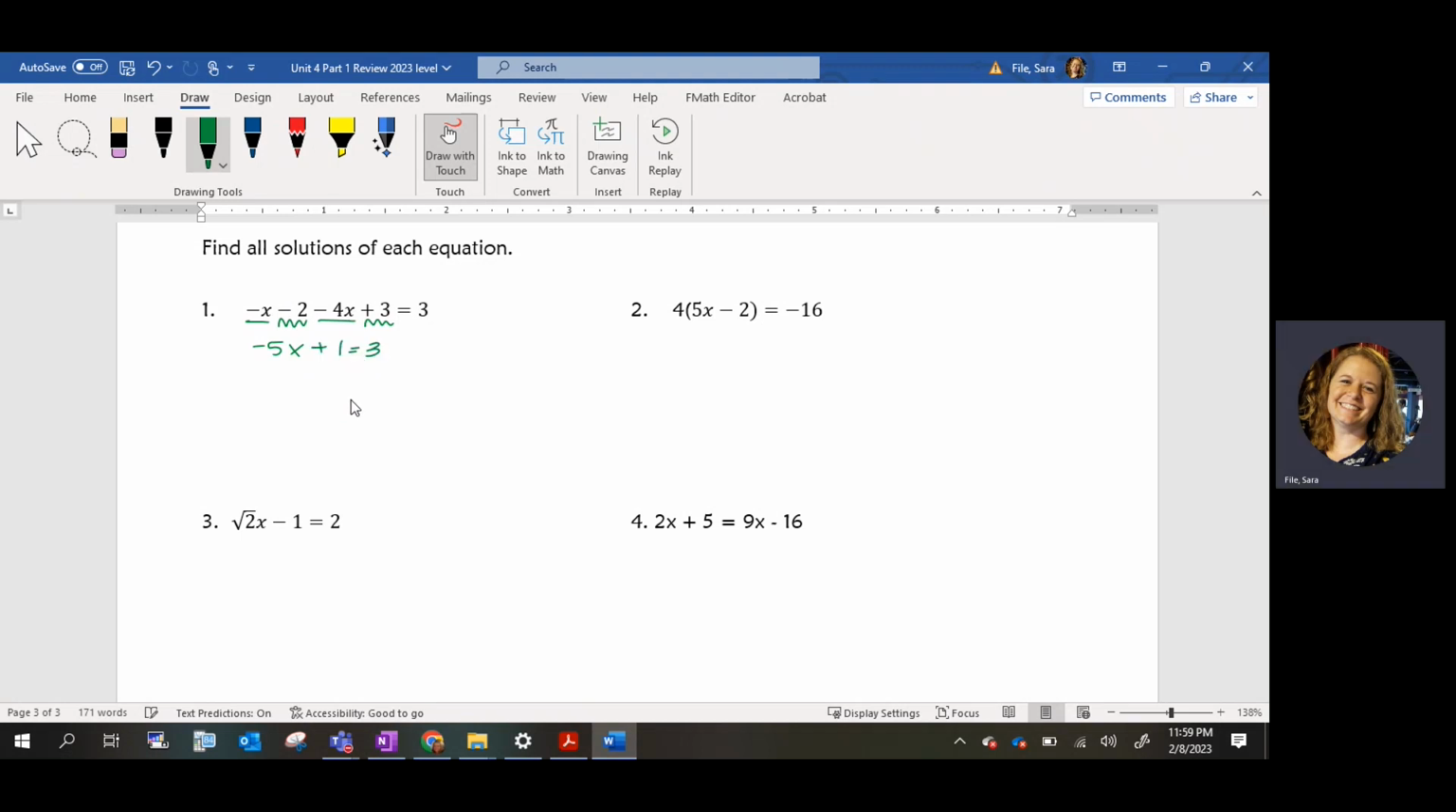Once everything on both sides of the equation is combined and simplified, then you start moving things across the equal sign to isolate the variable. In this case, the x. So we want to get x by itself. We'll subtract the 1 over. Then we would get rid of the negative 5 coefficient by dividing. We've isolated the x. That's just negative 2/5.